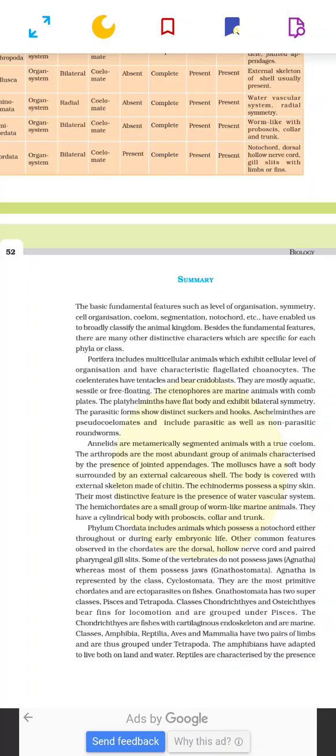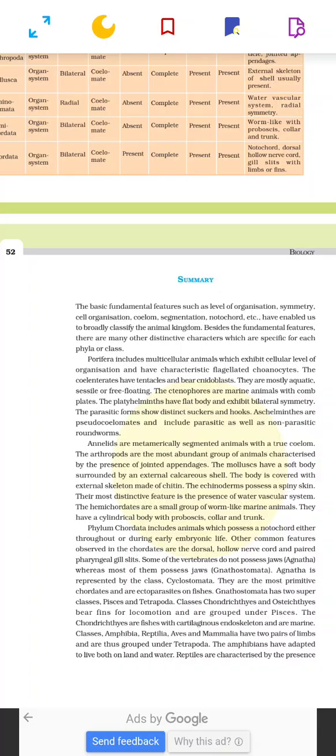Phylum Chordata includes animals which possess a notochord either throughout or during early embryonic life. Other common features observed in the chordata are the dorsal hollow nerve cord and the paired pharyngeal gill slits. Some of the vertebrates do not possess jaws, agnatha, whereas most of them possess jaws, that is gnathostomata. Agnatha is represented by the class Cyclostomata. They are the most primitive class. Gnathostomata has two superclasses, Pisces and Tetrapoda.